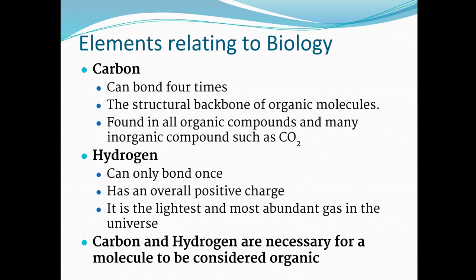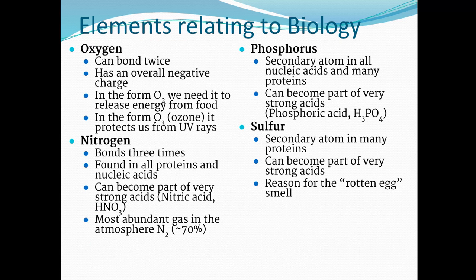Now, obviously, there are other things introduced to a lot of different organic molecules, but carbon and hydrogen are the two that make something organic. They're absolutely necessary to have an organic compound. For example, if we have carbon dioxide, just carbon and oxygen, that's inorganic because there's no hydrogen in it. Other elements that are important are oxygen, nitrogen, phosphorus, and sulfur.